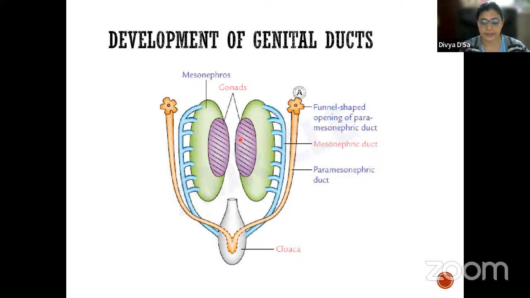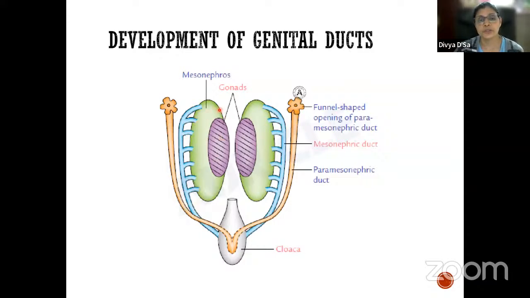Now we will talk about the male genital ducts. Before we go into that, we should understand these two ridges. This is the intermediate mesoderm, which has differentiated into the genital ridge and the nephrogenic cord. The genital ridge has formed gonads, and the nephrogenic cord has the different stages: the pronephros, mesonephros, and the metanephros. So this is in the region of the mesonephros.